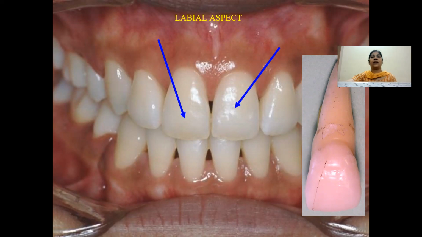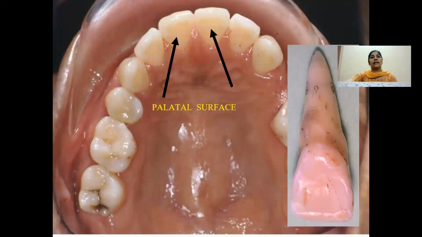Even on the labial surface, you can see some developmental lines, which divide the tooth into three parts. And these mamelons represent the developmental lobes. As we already said, this is the most prominent tooth in the mouth. And that was the labial aspect.